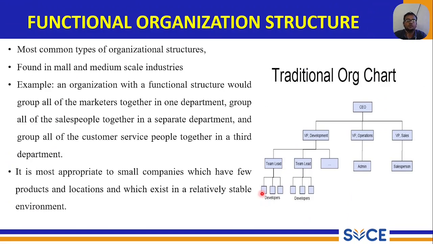Now we'll see about the functional organization structure. As the diagram indicates, you can see that there is a CEO under whom you have got 3 different vice presidents. Each of them will be representing their own kind of function. The first one is your vice president of development, a vice president of operation individually, and then a vice president of sales. So each of them will have their own team, which will be headed by their team leaders, and under the team leaders there will be a set of people or the subordinates who will be working towards achieving the organization goal.